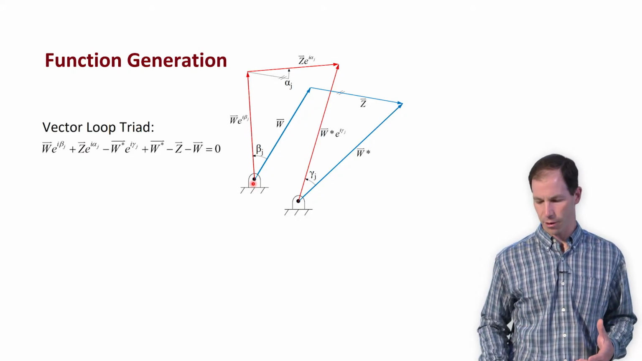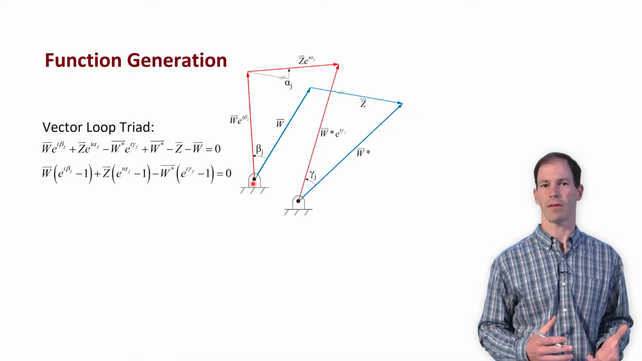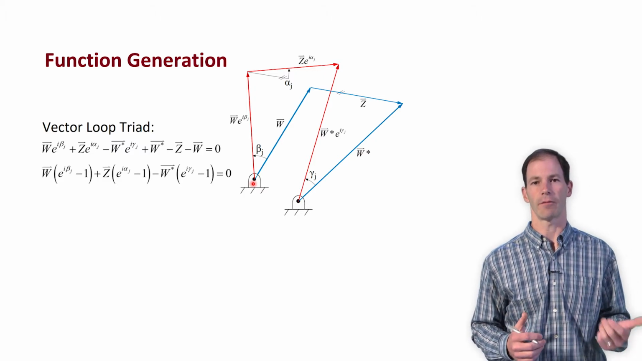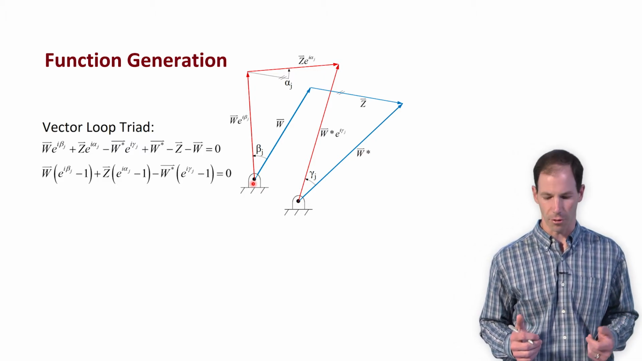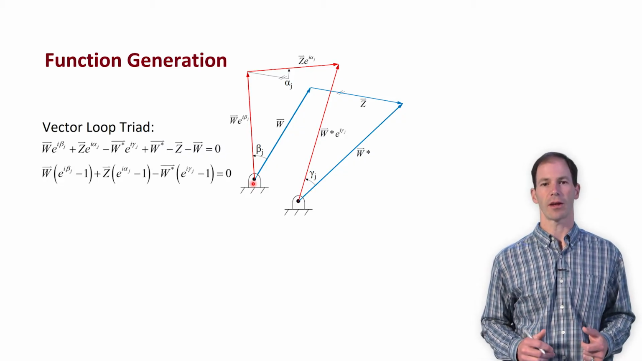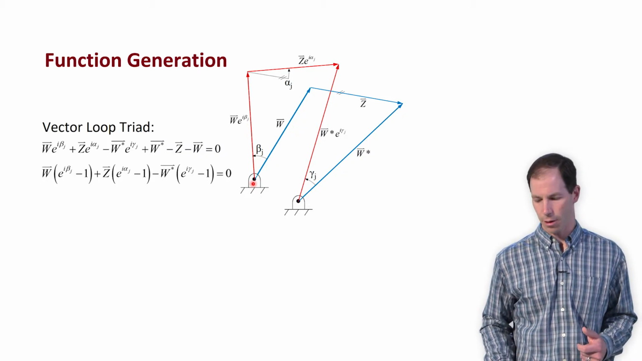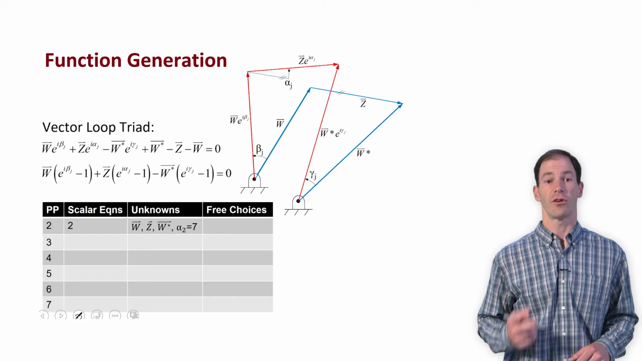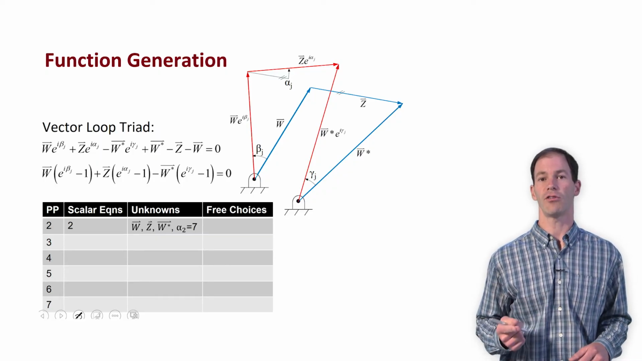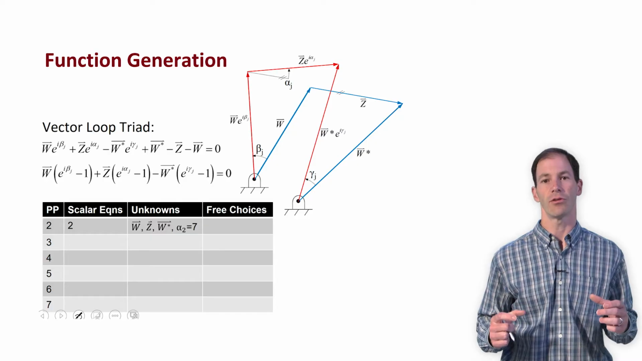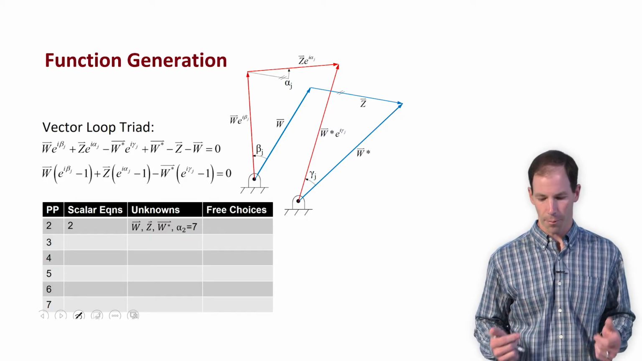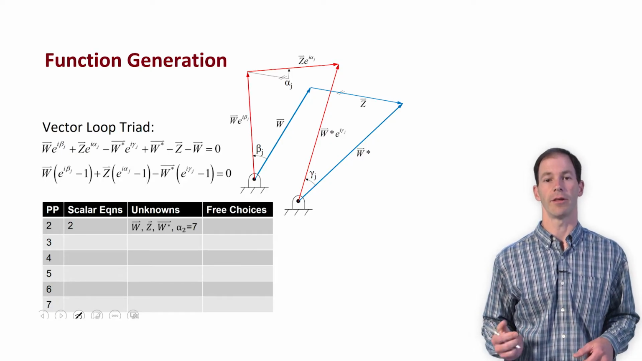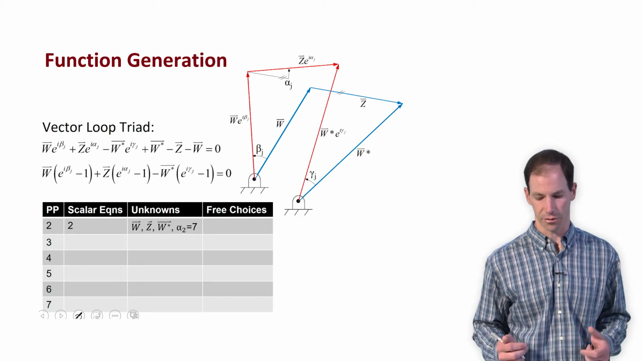Let me do a little bit of shuffling of these and combine them into terms that we're used to seeing in that standard form equation where I get these rotation operators minus 1. So I've got that for W, Z, and W star. And then once I have it in this form, I can start to say, how am I going to solve this thing? Well, it depends on how many precision positions I'm going to have. So in the case where I have just 2 precision positions, I have this one triad equation, which is a vector equation. So it has 2 scalar components to it. And my unknowns are the W vector, the Z vector, the W star vector, as well as the rotation of the coupler, that alpha 2 angle.